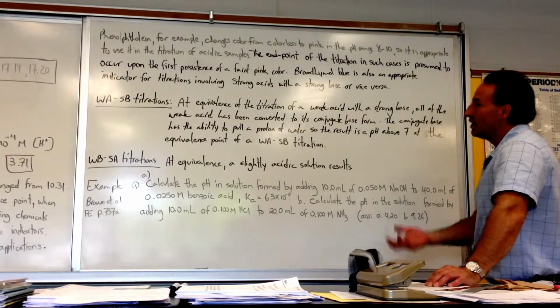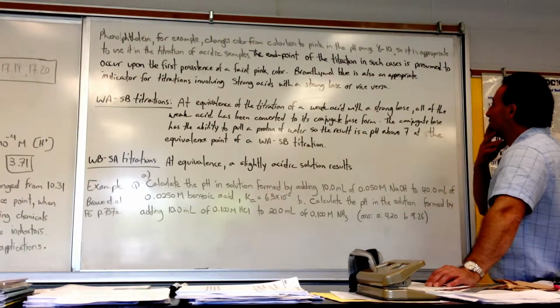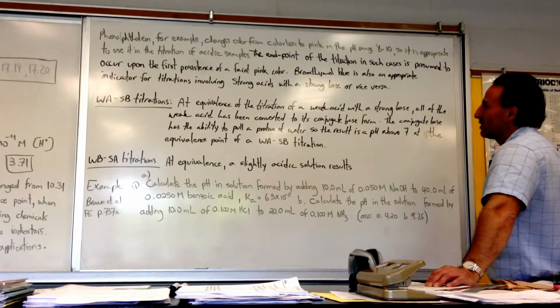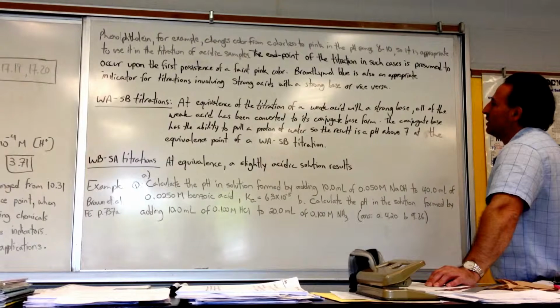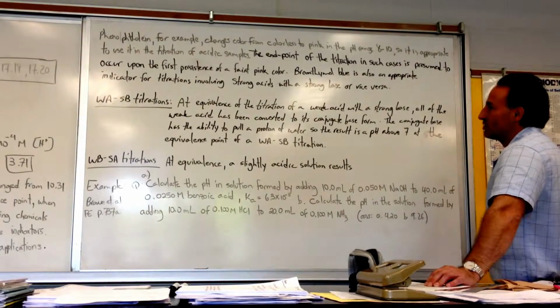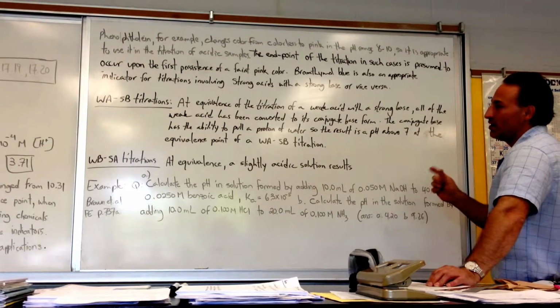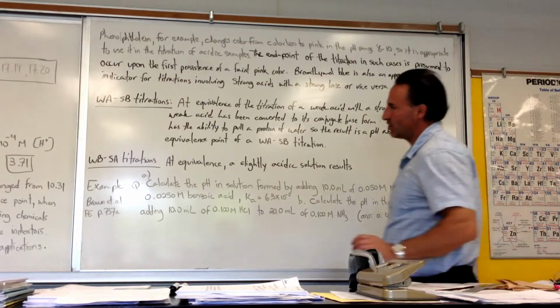So it is appropriate to use in titrations of acidic samples. It's colorless in acid, and it turns pink when the solution starts to become basic. The end point of the titration in such cases is presumed to occur upon the first persistence of a faint pink color. Phenolphthalein is reddish or pink, or even fuchsia when there's a lot of it. Bromothymol blue is also an appropriate indicator for titrations involving strong acids and strong bases, because bromothymol blue undergoes a color change from yellow to blue in the range of 7 to 8. So it's closer to the equivalence point for a strong acid, strong base titration.